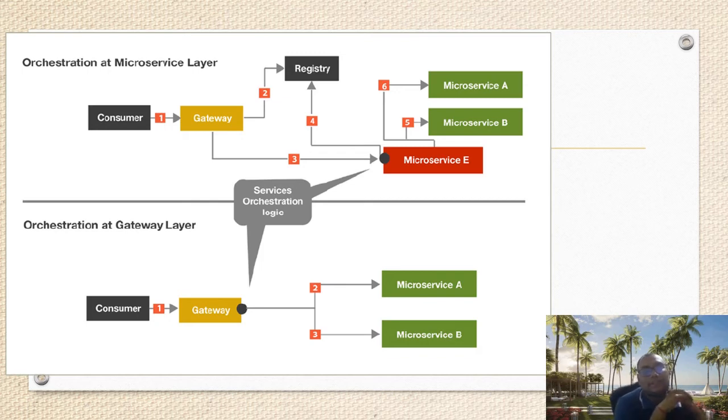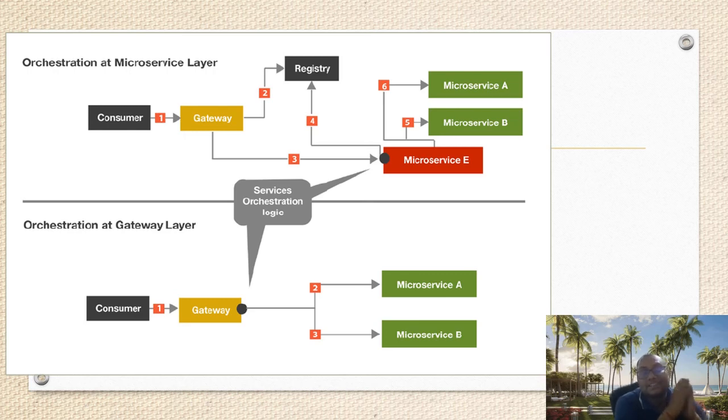As shown in the figure, there are two options for implementing the orchestration: using the API gateway as the orchestration layer, or coding the orchestration in a separate microservice. You should avoid orchestration at the gateway layer.